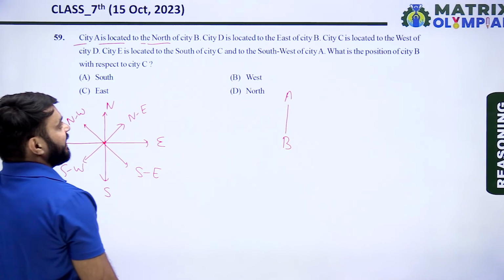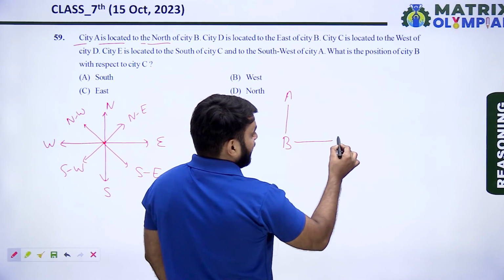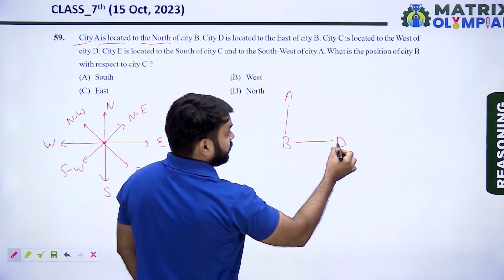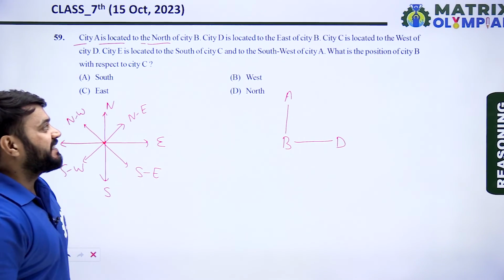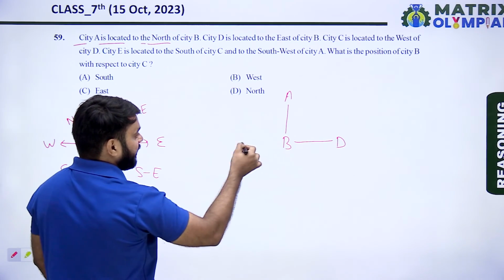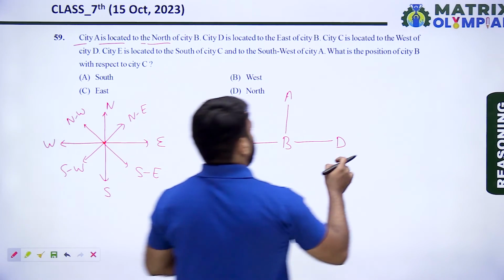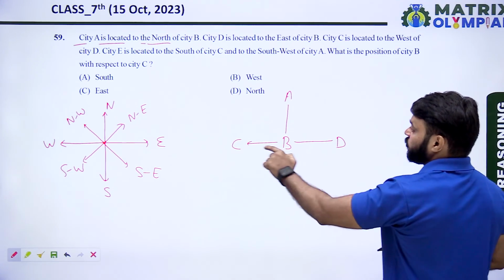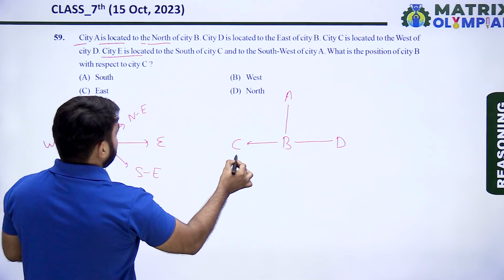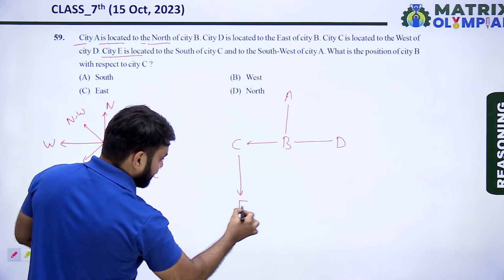Now city D is located to the east of city B. So this is the east of B. Here is D. So city D is located to the east of B. City C is located to the west of city D. So this is the west side of city D, so here is city C. Now city E is located to the south of city C. So this is the south of C, here is E.